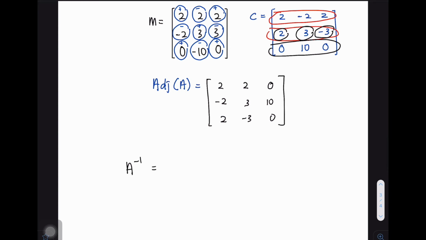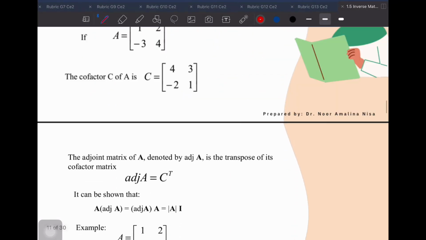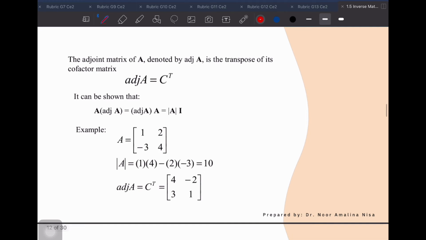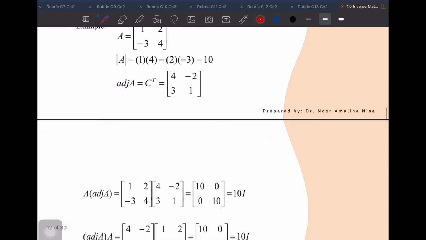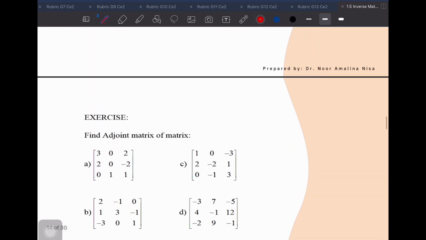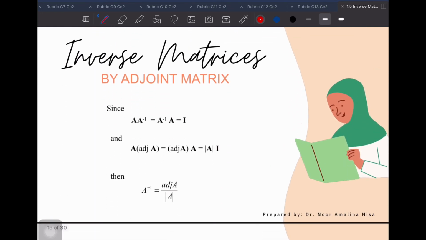by using adjoint matrix. So let's come back to the slide. Here you see the adjoint matrix is actually a cofactor matrix transpose. So you can find the cofactor matrix. So now we want to find the inverse matrix by using adjoint matrix. So how to find the inverse matrix by using adjoint matrix?